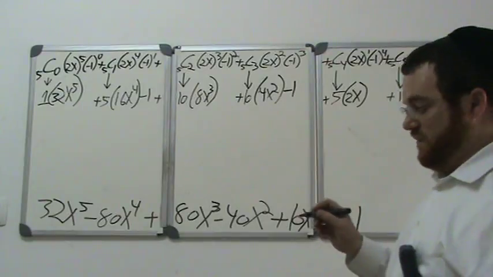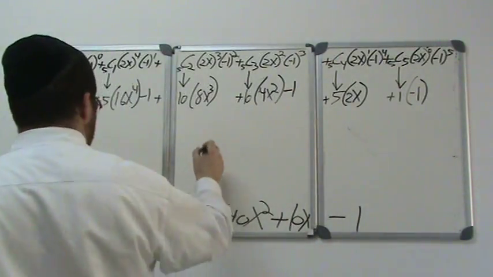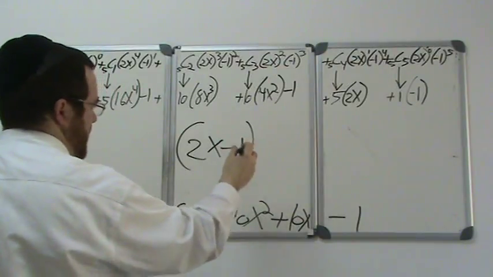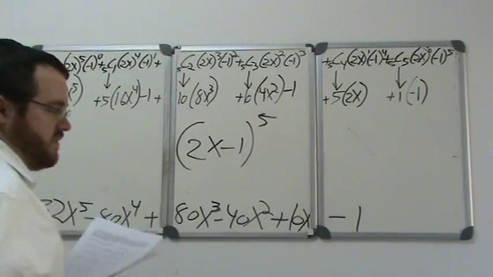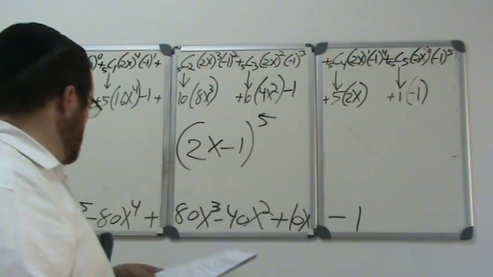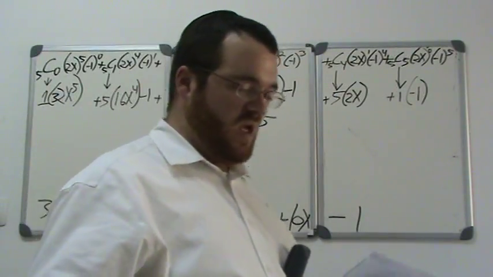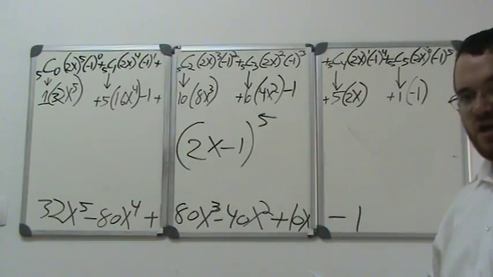Now whenever you have what you had over here in this question, 2x minus 1, where one of them is a minus and it's raised, let's say, to the 5th power, it should work out like this: first one positive, second one negative. If it doesn't, you should check your answer.